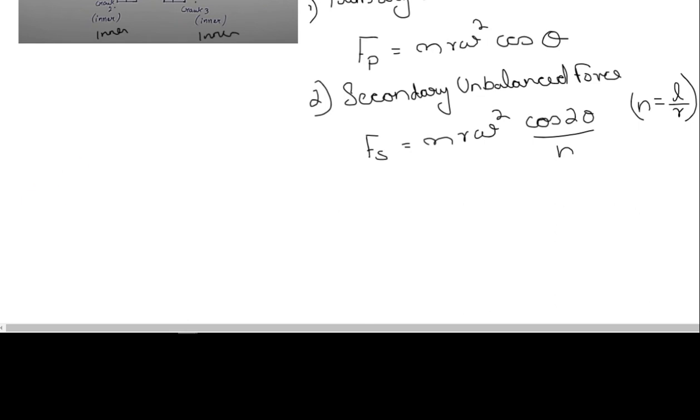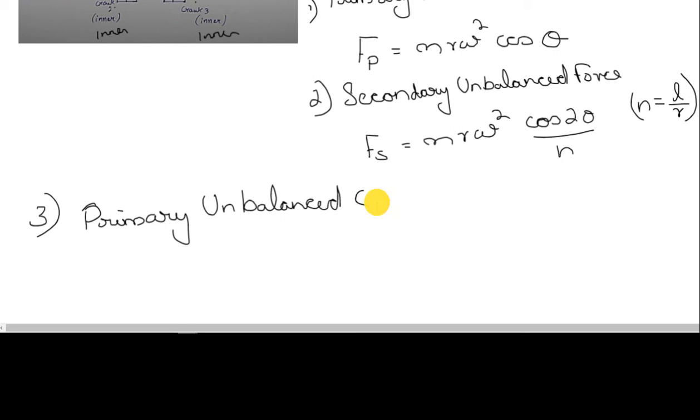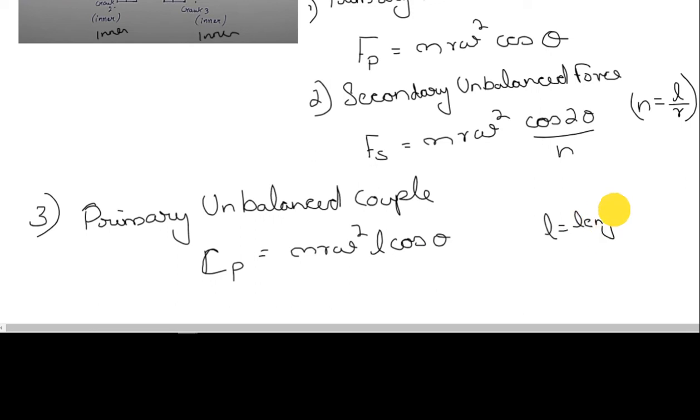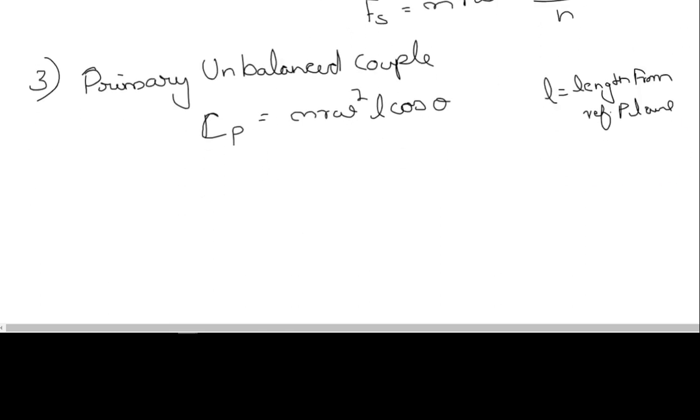So the third thing that we need to balance is the primary unbalanced couple. We already know the force, so the couple will be nothing but, so CP I am writing for couple, C, and primary for P, m r omega square cos theta and L, where L is the length from the reference plane, like we did in the rotating masses.